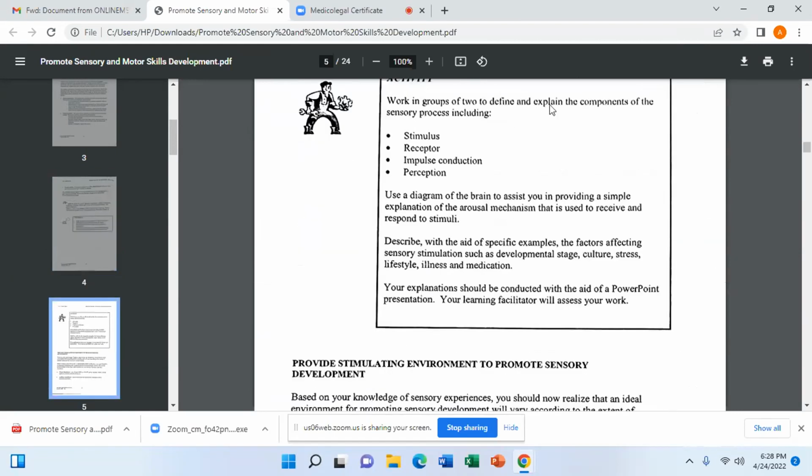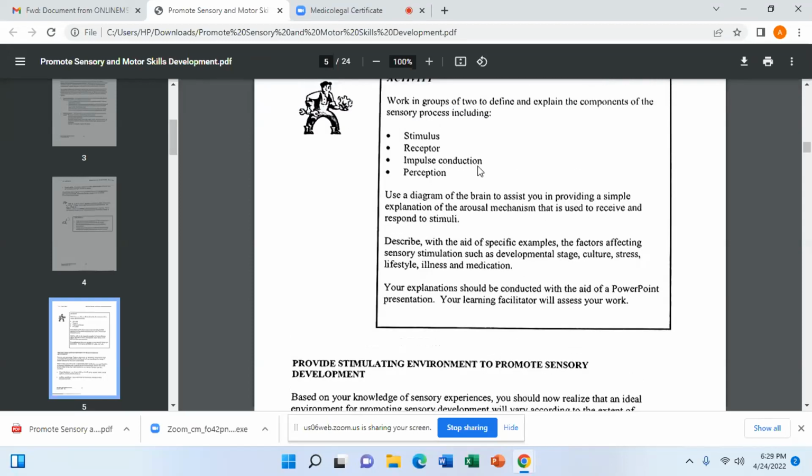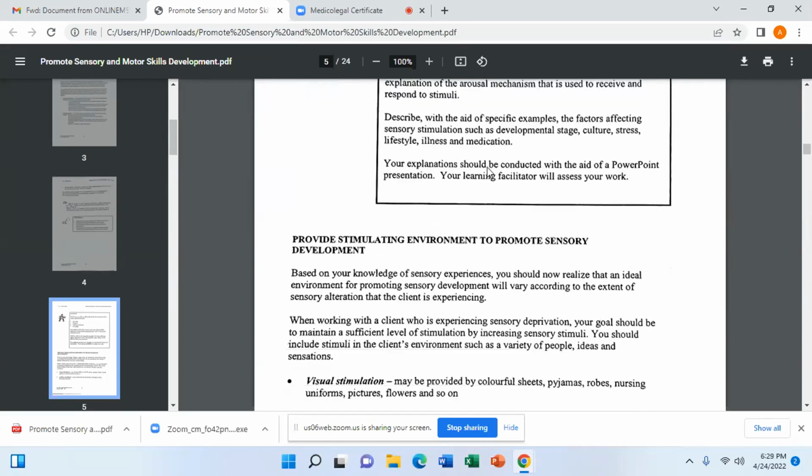All right, working in groups of two, define the components of the sensory process, including stimuli, receptor, impulse conduction, perception. We know what perception is, we know about reception, stimulus, we spoke about that. Impulse conduction would be like nerves, right? Like a knee-jerk reaction. Right. Okay.